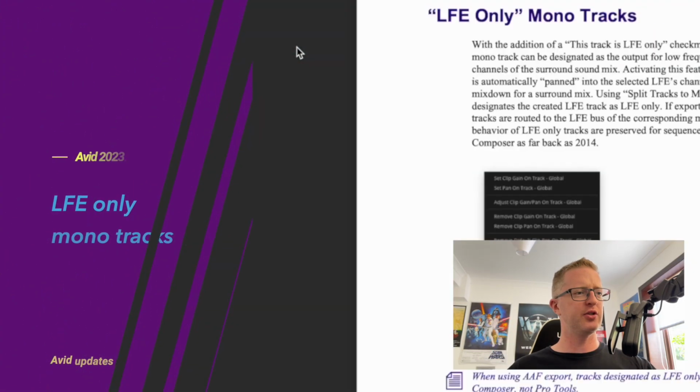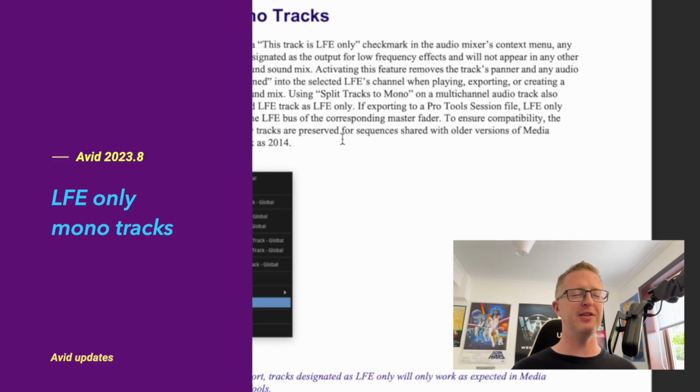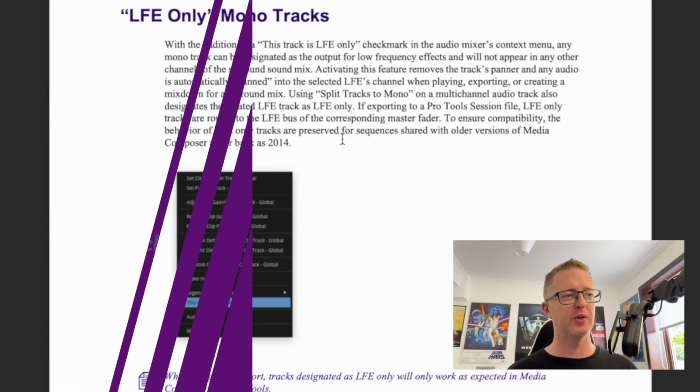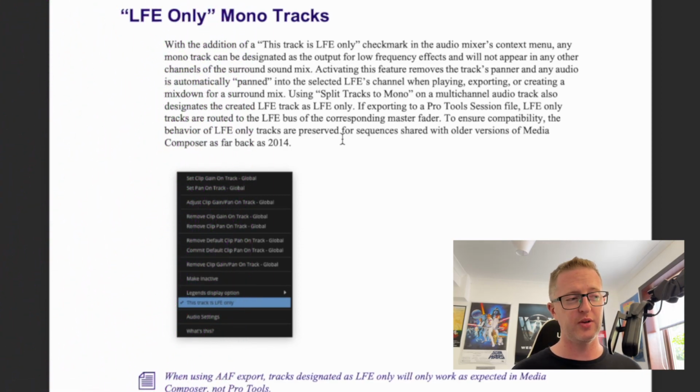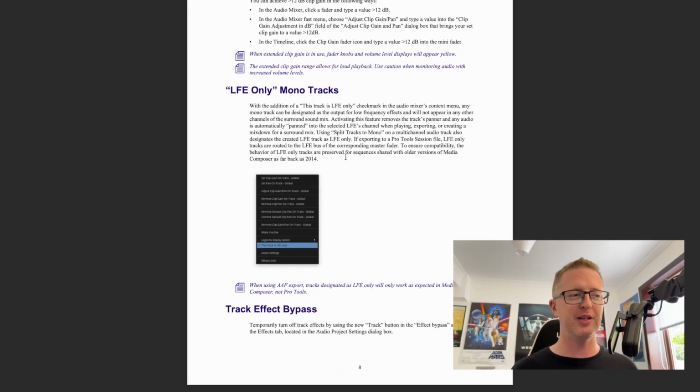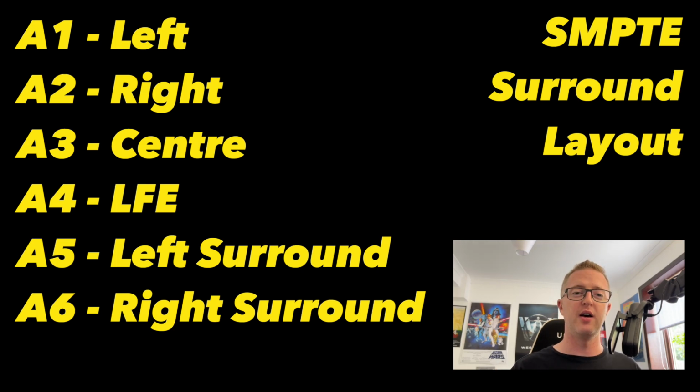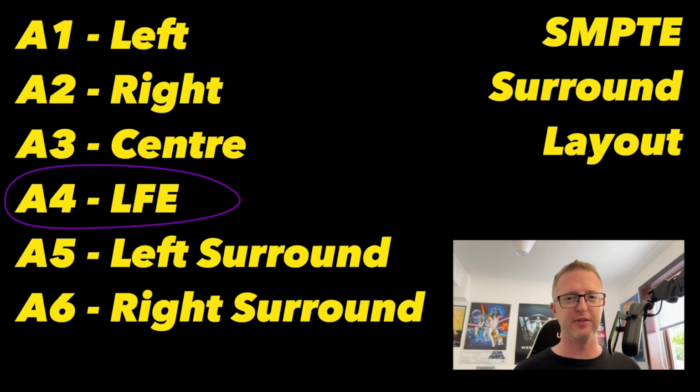Right, now the next feature listed in the README is LFE only mono tracks. So we should have the ability now in our audio mixer to designate any mono track on your timeline as LFE only. And LFE is referring to low frequency effects. So for example, in a surround sound mix, like a 5.1 mix, the .1 essentially is the 6th channel for your LFE. So it's just for those rumbly, low frequency sounds that are going to go to your subwoofer to create that more fuller sound.